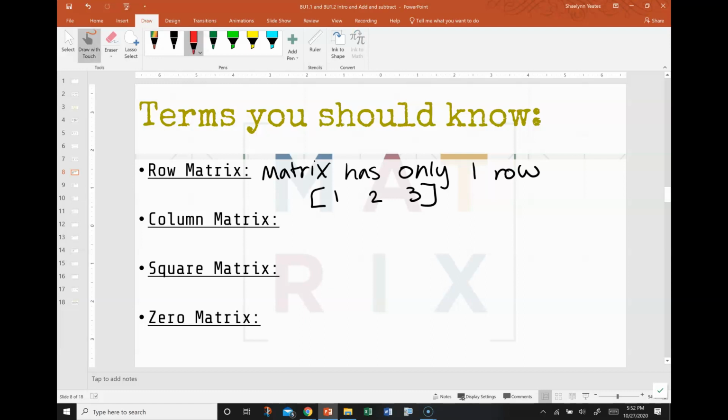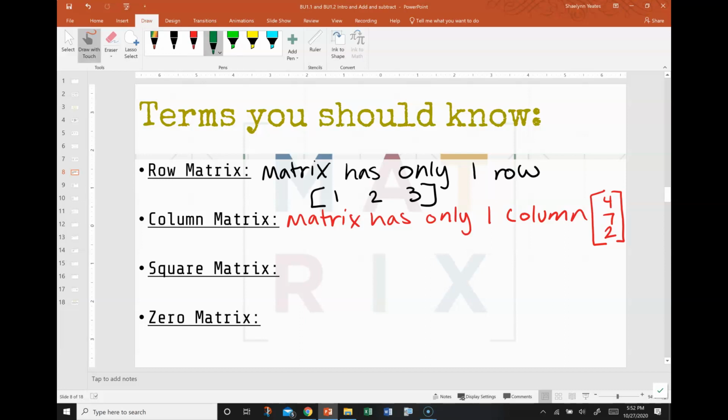A column matrix is a matrix that has only one column. Okay, so an example of this would be like 4, 7, 2. That one happens to have 3 rows, but it's only one column, whereas the row matrix that I gave only had one row, but it had 3 columns.